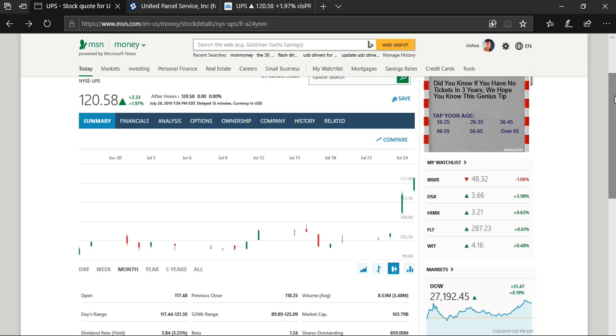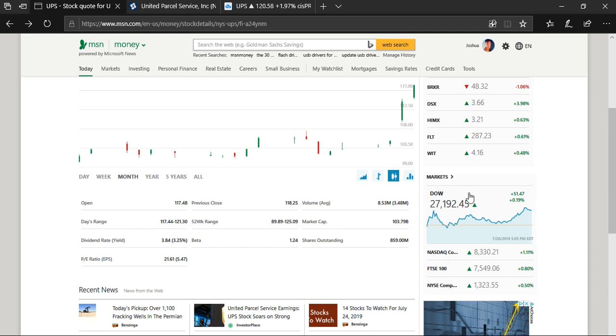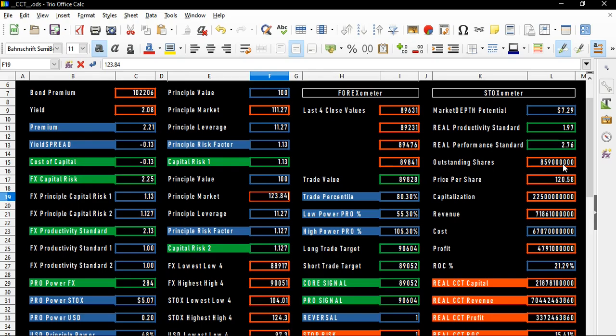So UPS stock, we're trading at 120.58, and we're not going to get into too much as far as anything, but there's the strict data that we need. So shares outstanding, 859 million. So I go over here, I have 859 million. Price per share, 120.58.